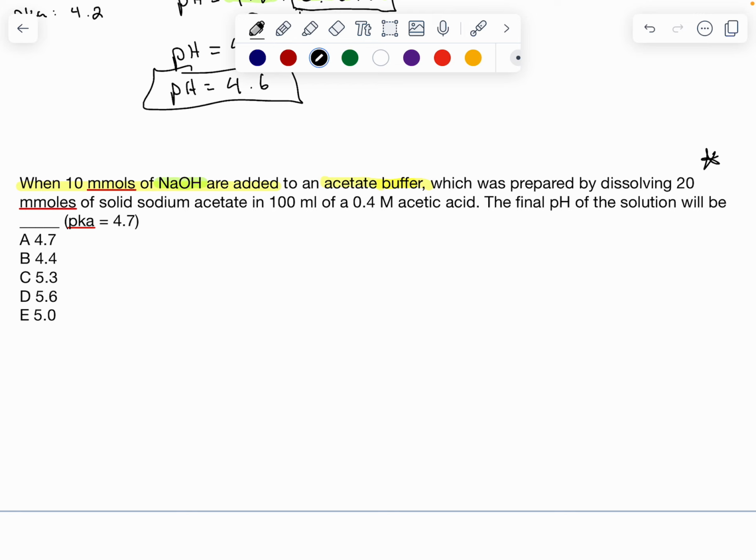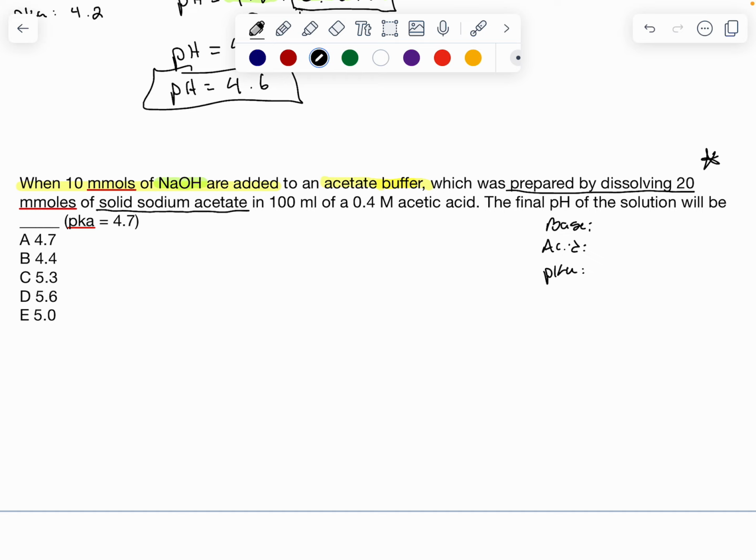So we have a buffer prepared by dissolving 20 millimoles of solid sodium acetate. So we're probably sitting here like, well, is that a base or an acid? Well, if we flash down to the question right here, we can see we already have acetic acid in there, so that has to signify that this is a base. Like I said before, I like to keep track of all my variables. So for this one, we know we have a base, we know we have an acid, we know we have a pKa, and there are some additional conversions that we have to make.